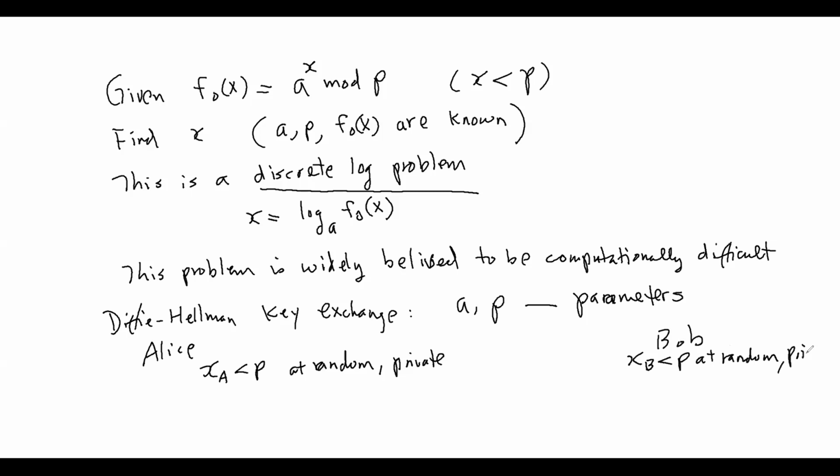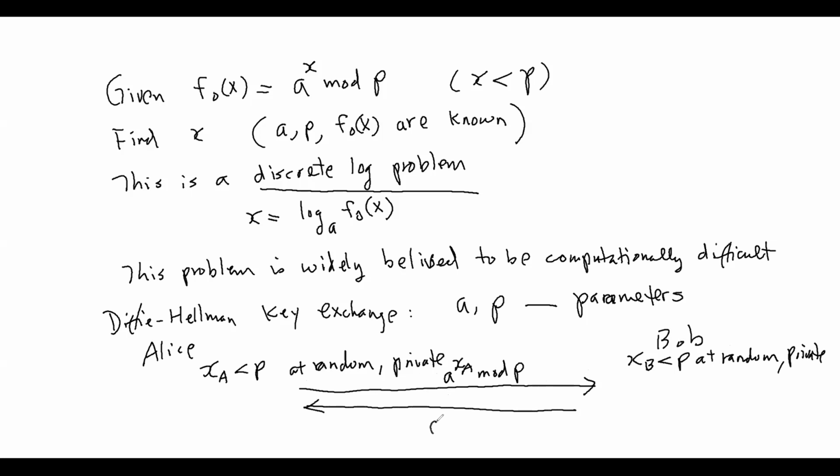And this is a private key. And then, okay, Alice computes A to the XA mod P, and Bob computes A to the XB mod P. So Alice sends A to the XA mod P to Bob. Bob sends A to the XB mod P to Alice.